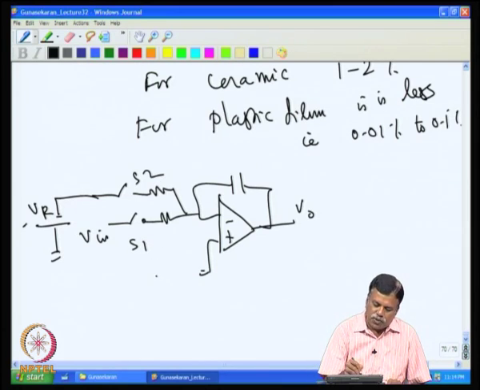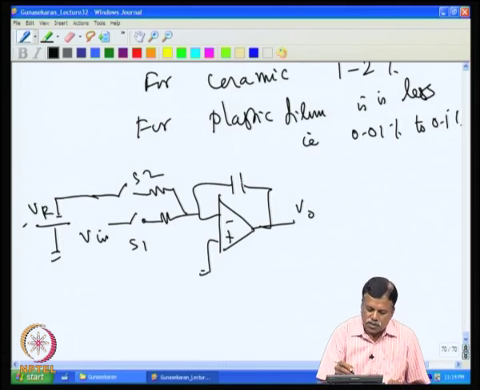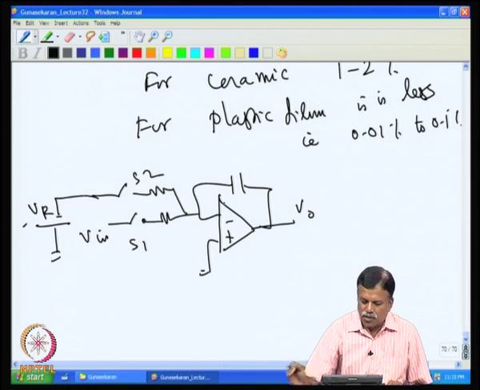Now, if the input is very small, the capacitor would have charged to some value and then discharged quickly by S2. The next time, V in may have changed, and it will charge to a very high voltage, then discharge quickly through S2. And the third time, when the low voltage comes again and it starts charging, you will find that part of the earlier voltage is reappearing.